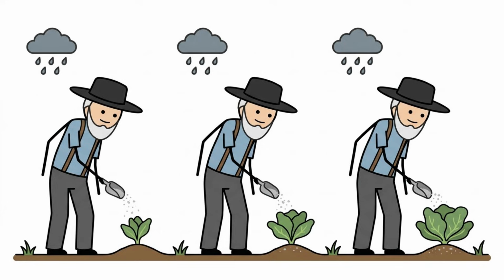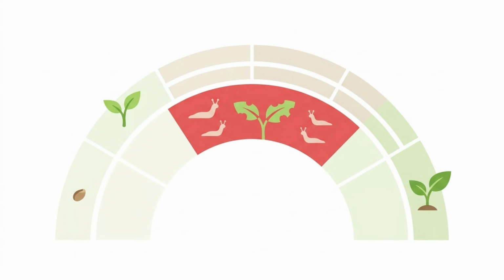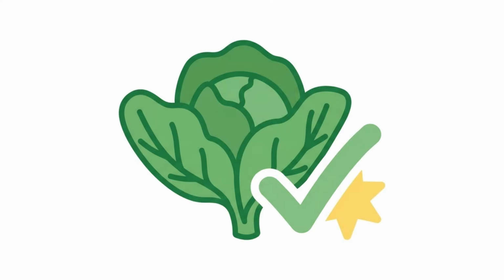My grandfather applied it around his brassica transplants after every rain for the first month after planting, which was the period when slug damage was most severe. After that, the plants were large enough to survive moderate feeding without loss.